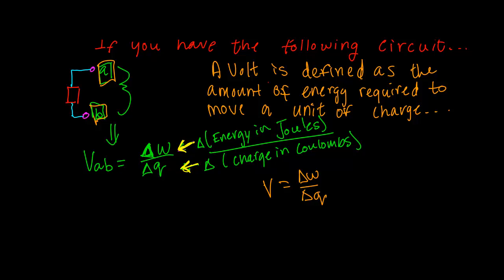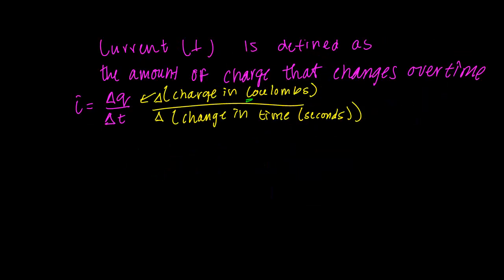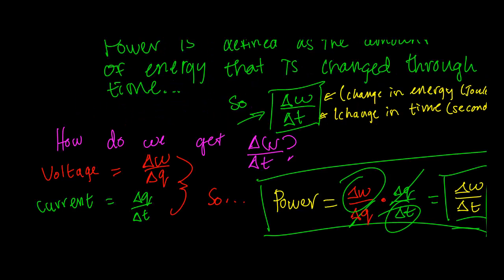And the same goes with current. Current is defined as the amount of charge that changes over time. So it's the same concept. Current is equal to delta Q, which is the change in charge, in coulombs, over the amount of time. So basically, how many coulombs pass through over a certain amount of time is what that is saying. Now with power itself, it's defined as the amount of energy that is changed through time.